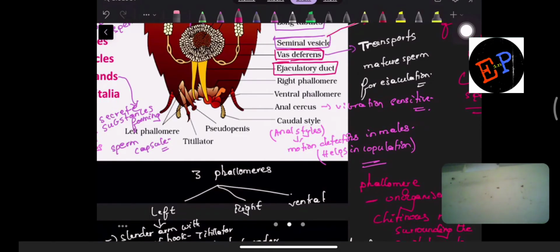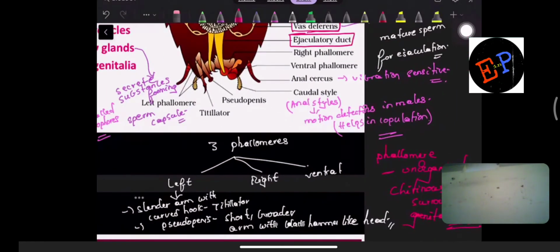It surrounds the genital parts. Cockroaches have genital parts, the parts responsible for excretion and the parts responsible for reproduction. All these parts are covered by a membrane which is called phallomere. And this phallomere we can divide into three types. It is not mentioned in NCERT, just for our understanding I have written here. Phallomeres can be divided into left phallomere, right phallomere as well as ventral phallomere. The left phallomere again has two parts: the first is called titillator and the second is called pseudopenis.